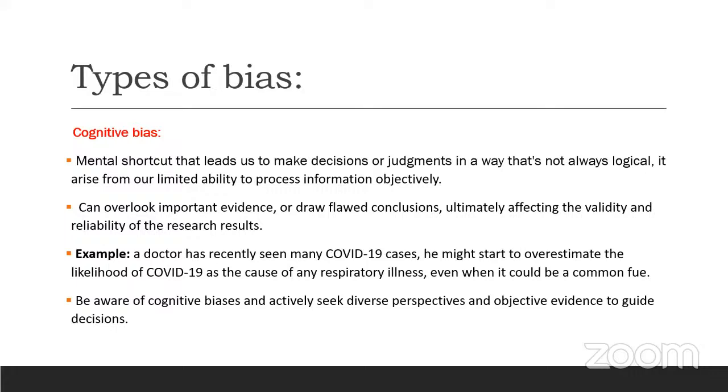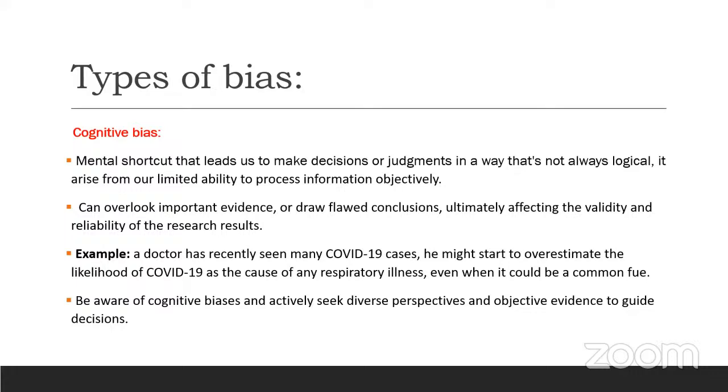Cognitive bias is a mental shortcut that leads us to make decisions or judgments in a way that is not always logical. It arises from our limited ability to process information objectively, so we can overlook important evidence or draw flawed conclusions, ultimately affecting the validity and reliability of the research results.